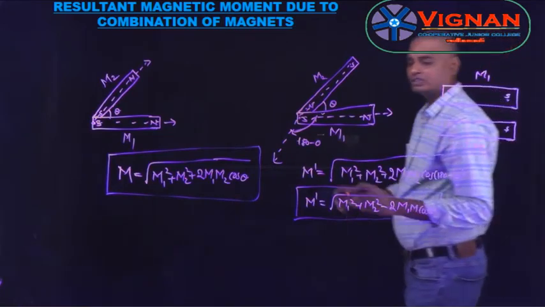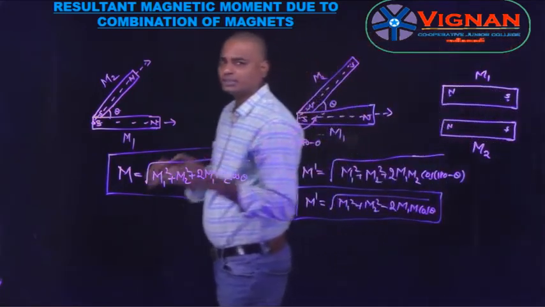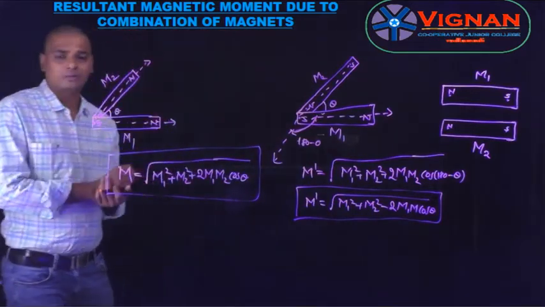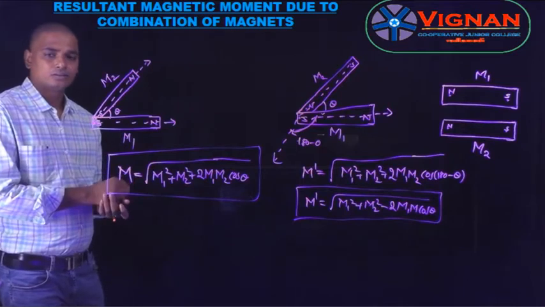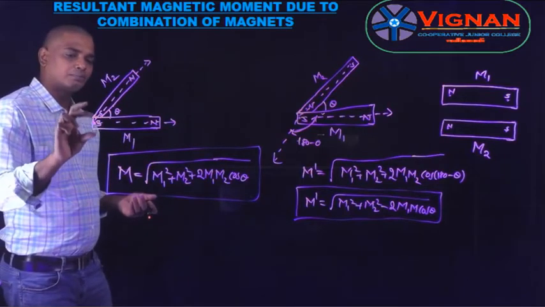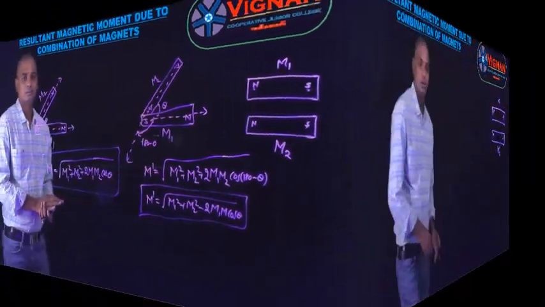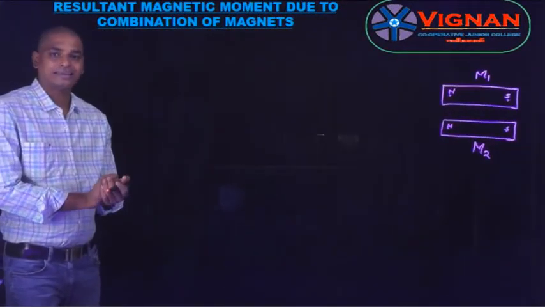Simply we substituted the basics of a vector addition from the parallelogram law of vectors. So the two formulas when like poles touch each other and when unlike poles touch each other are like this. Okay, let's move on to the next case.